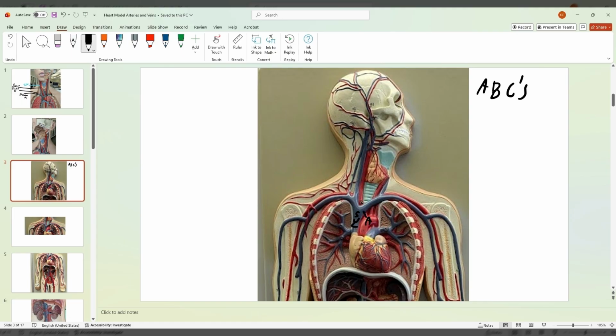The first branch off of the aorta, this one right there, is going to be the brachiocephalic trunk. The next branch off of that, this right here, is going to be the left common carotid. So again, it goes up, left common carotid. And then the third one that goes up and then goes back a bit more posterior is going to be the subclavian. And again, the subclavian artery. Okay.